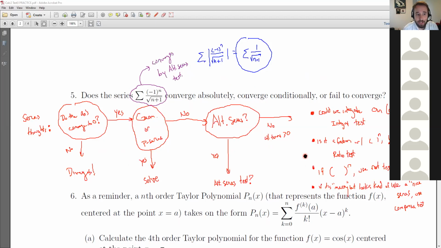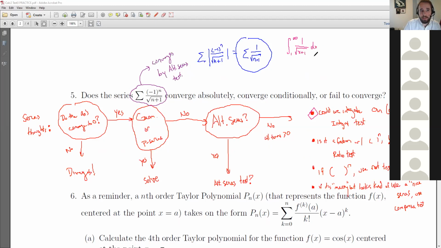Actually, there's a few different things we could do at this point. Can we integrate this? Yes, we technically can. When I talk about integrating this, I'll do this in pink. I mean taking the integral from 1 to infinity of the expression 1 over the square root of x plus 1.